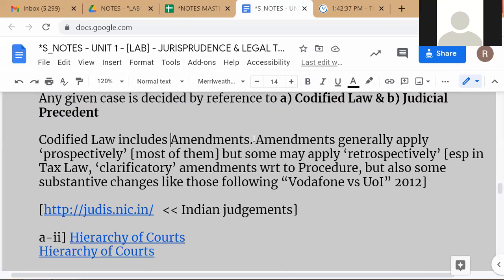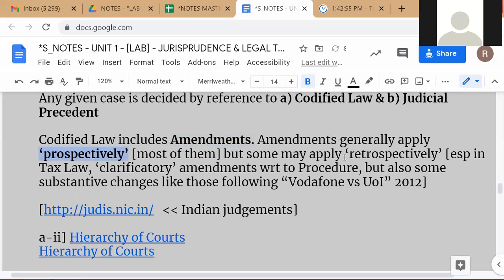Codified law will include amendments. You can hear this term, like the Citizenship Amendment Act. That's an amending act. Sometimes Parliament will pass these kinds of amending acts. The two points we want to learn about amendments are two new words: prospectively and retrospectively.